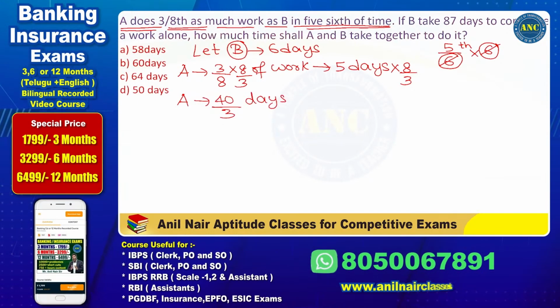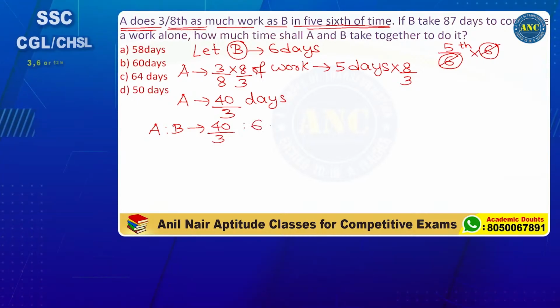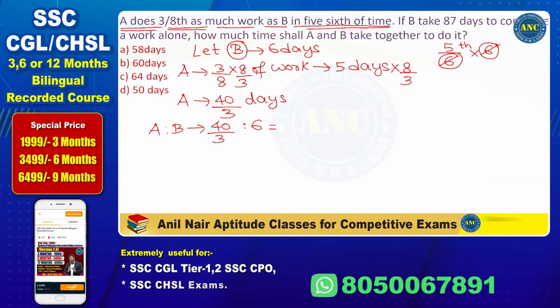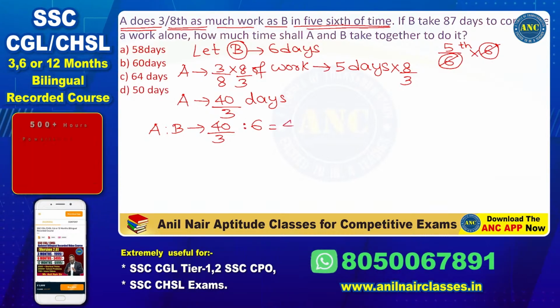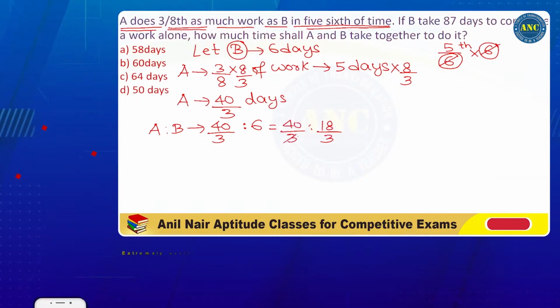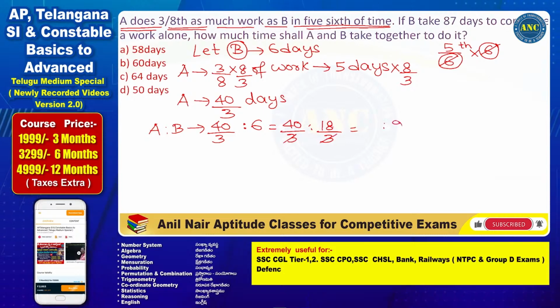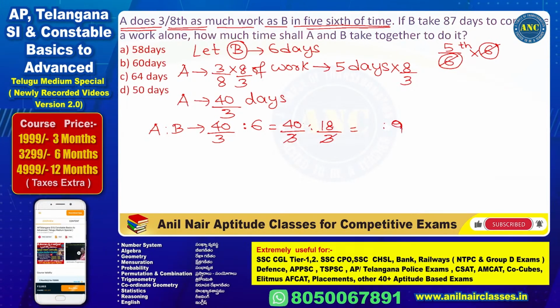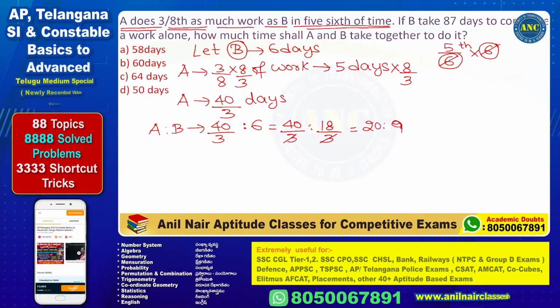Now the ratio of A and B. A is taking 40 by 3 days, B will be taking 6 days. So this is nothing but 40 by 3 and 6. This can also be written as 40 by 3 and 18 by 3. The 3 will cancel in that ratio. So 9 into 2 is 18, and 2 into 20 is nothing but 40.